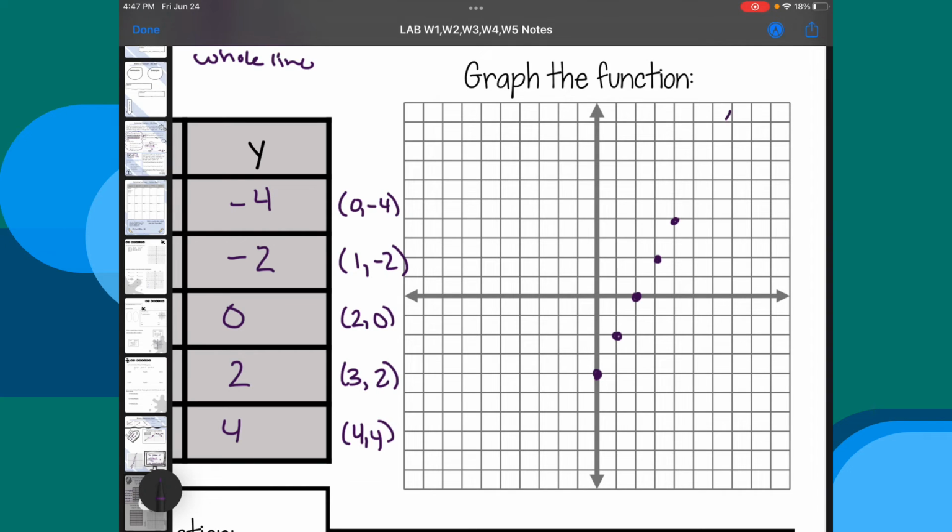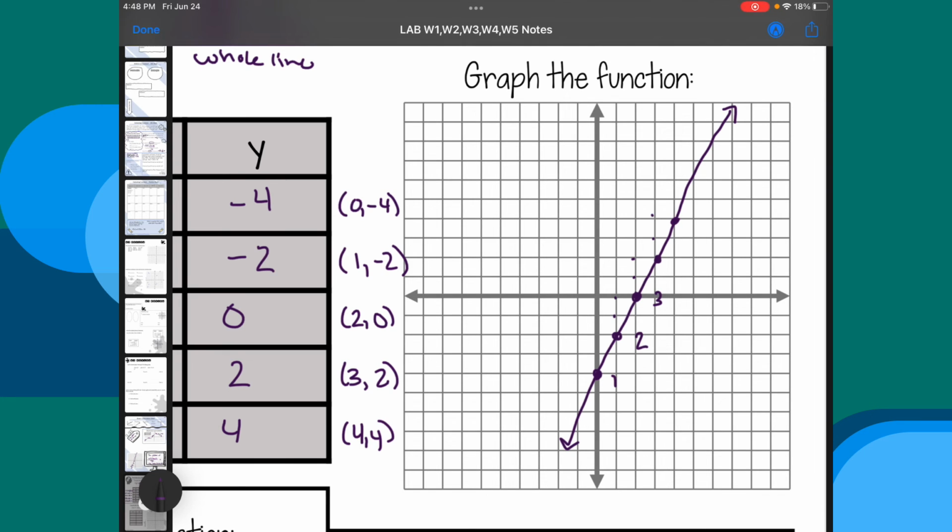We can then connect those points together with a line. We should notice that these points have the same pattern. Going from point 1 to point 2, we went up 2 to the right 1. From 2 to 3, up 2 to the right 1. Up 2 to the right 1.